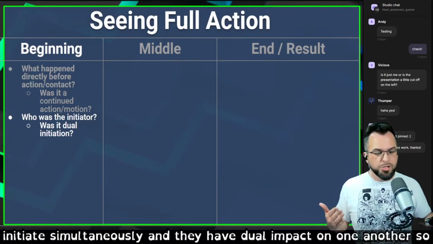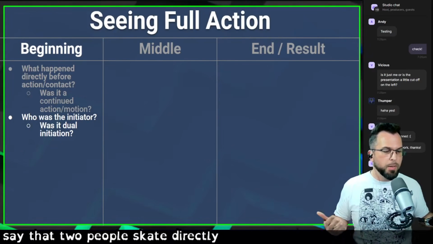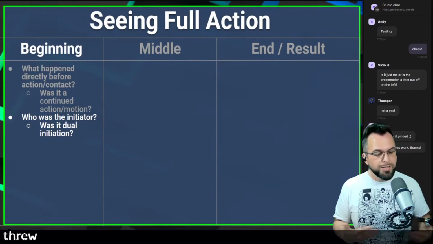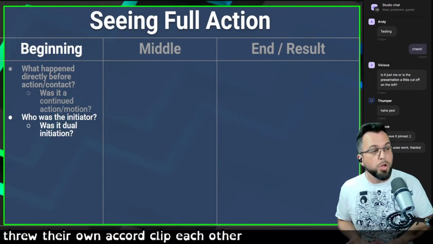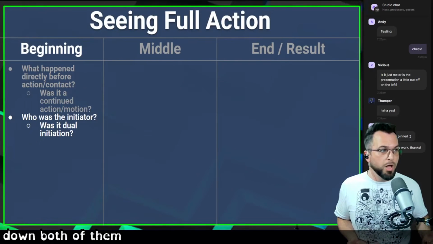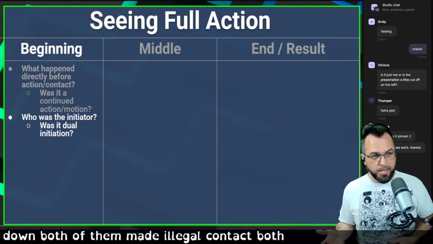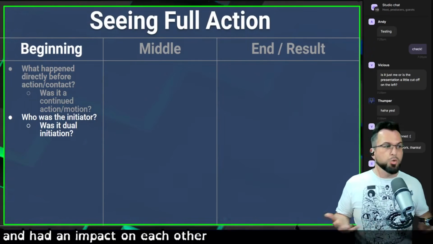So say that 2 people skate directly into each other and they both, through their own accord, clip each other's skates and they both go down. Both of them made illegal contact. Both of them went down and had an impact on each other. Dual initiation, dual impact, no call.